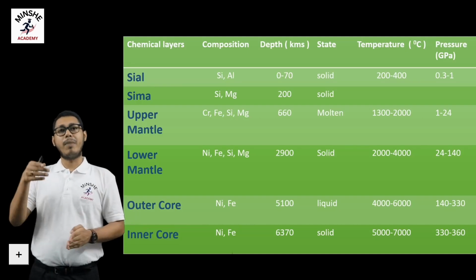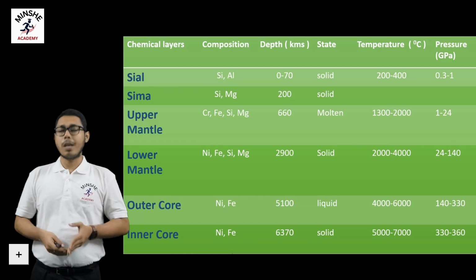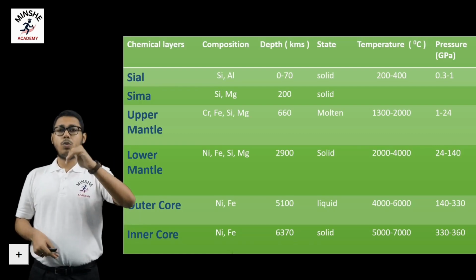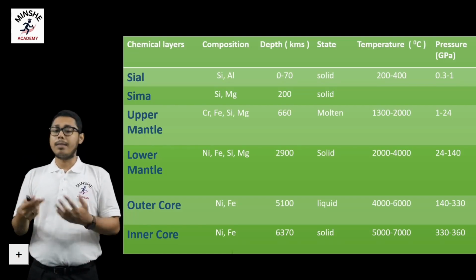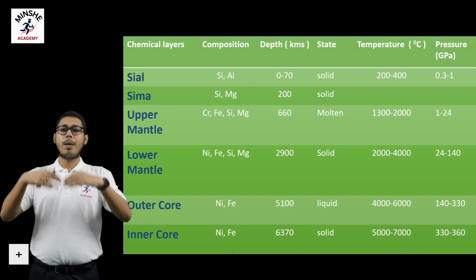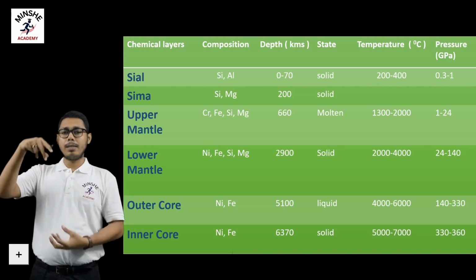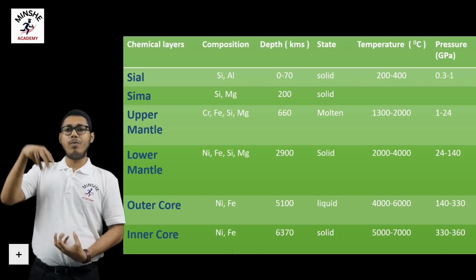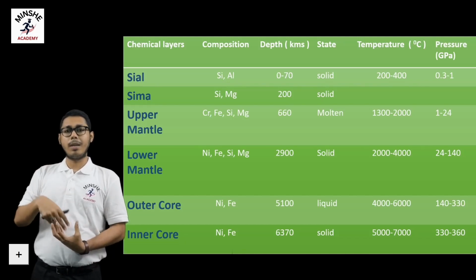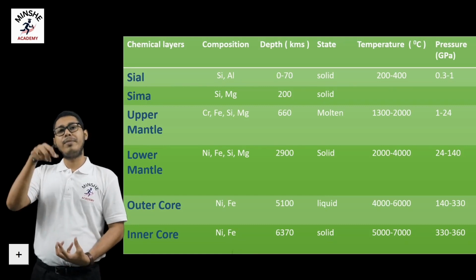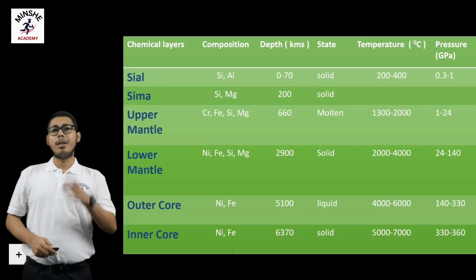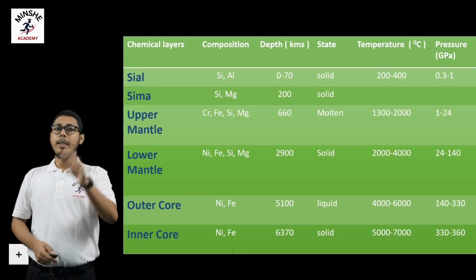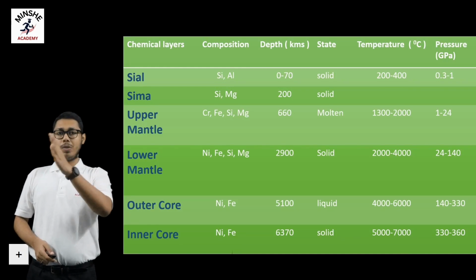Why? We know from the geothermal gradient, right? The gradient works in such a way that for every 32 meters of depth as we go down, the temperature increases by 1 degree Celsius. And why pressure? Again, the same concept: the layers are one above the other, and the one which is below faces the force of everyone above it. So the innermost layer faces the most pressure. Here we can see it's about 330 to 360 gigapascals. The units are also given.